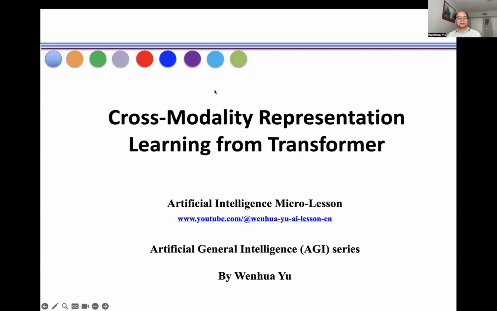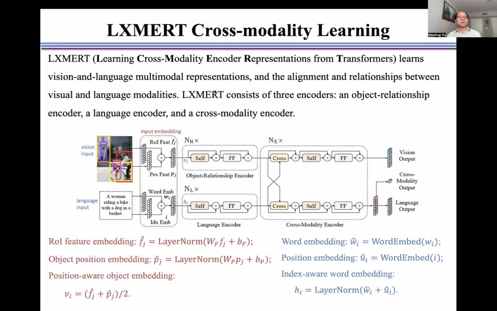In this video, I introduce cross-modality representation learning from a transformer. LXMERT learns vision and language multimodal representations, and the alignment and relationships between the visual and language modalities. LXMERT consists of three encoders.